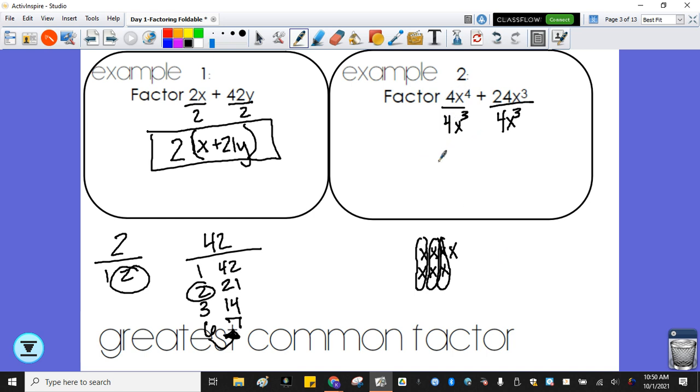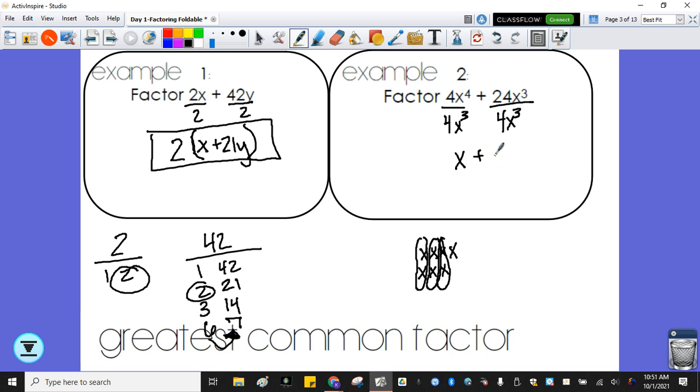So 4 divided by 4 is your 1. X to the 4th divided by x to the 3rd is 1x, so just x. Remember, you subtract your exponents. 4 minus 3. So it's x to the first power? X to the first power. So I could have a lot of 1s around this, and 1x to the 1 is the same thing as just x.